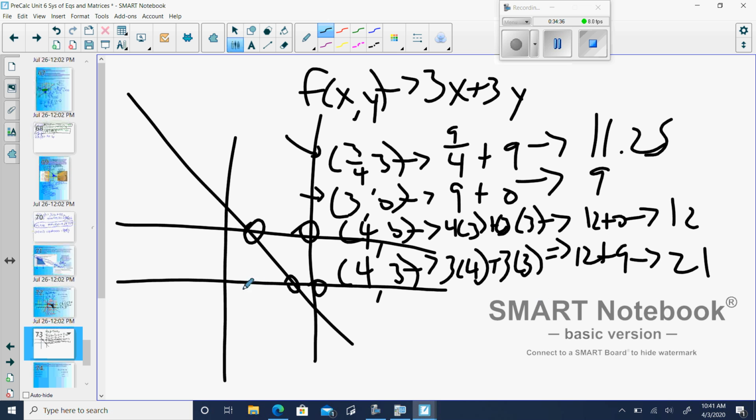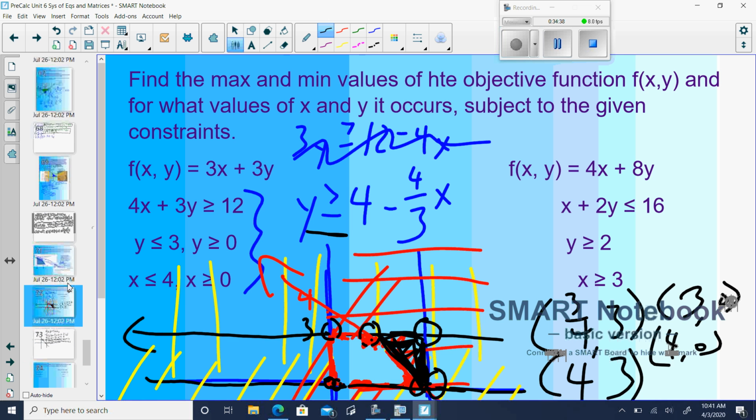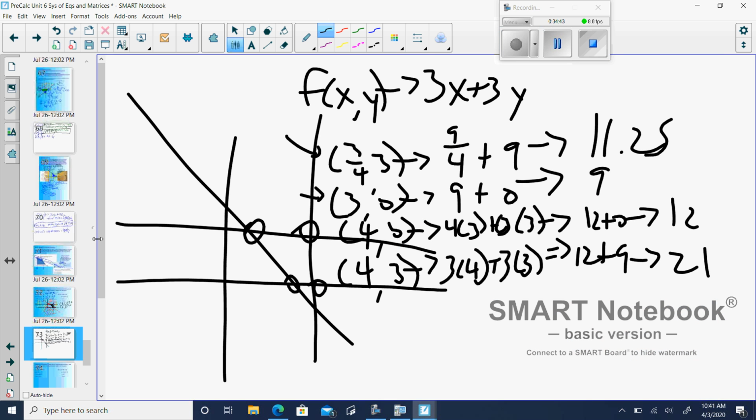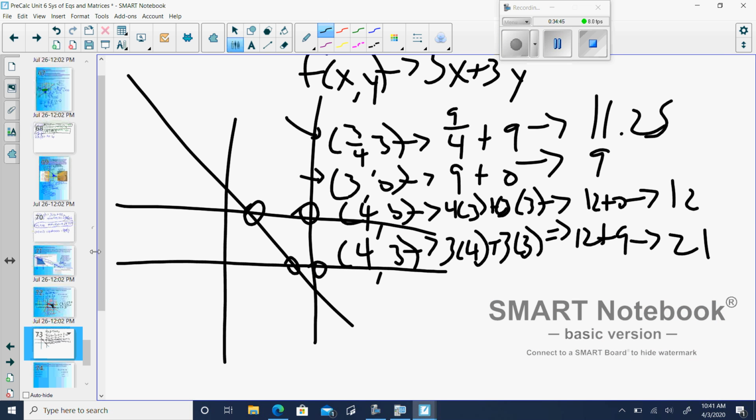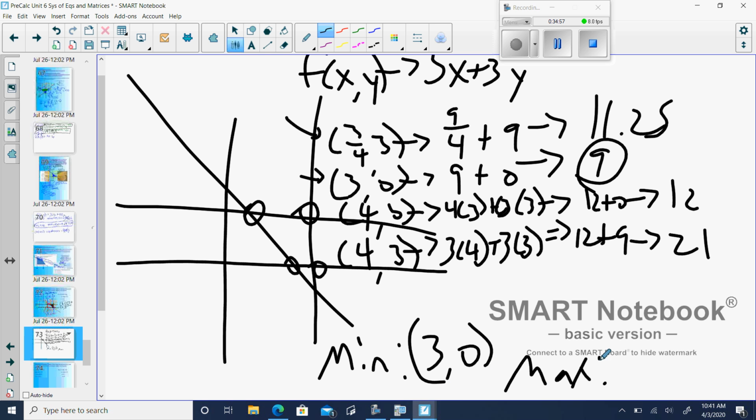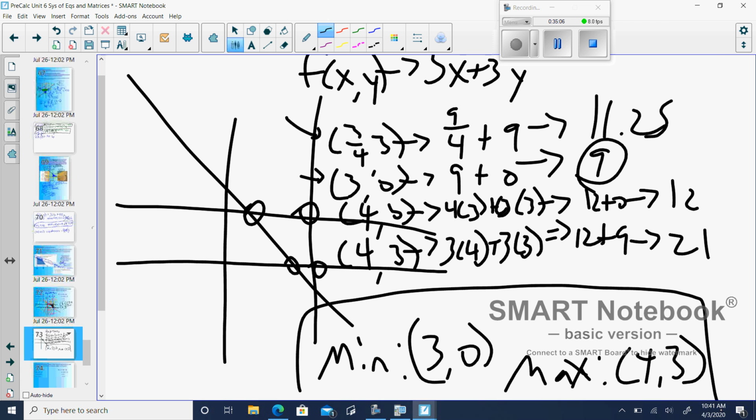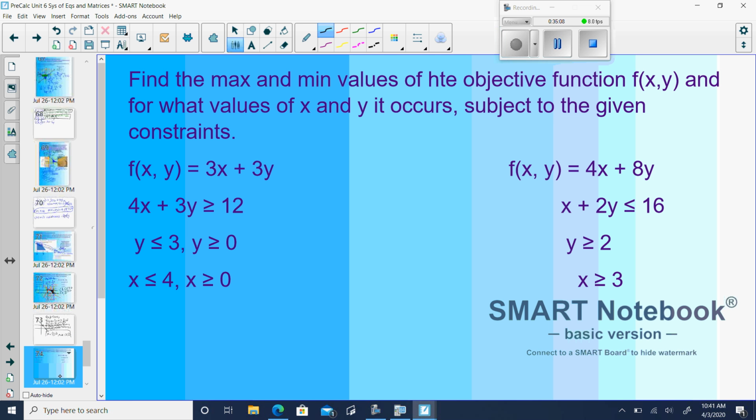And what in the world are we doing on this problem now that we have all of these numbers? We want to find the max and min subject to these given constraints. All right, well, 9 is certainly the smallest value I see. So the min occurs at 3, 0. And our max, I don't know about you, but 21 to me looks bigger than 12 and 11.25. So our max occurs at 4, 3. Bing, bang, boom.